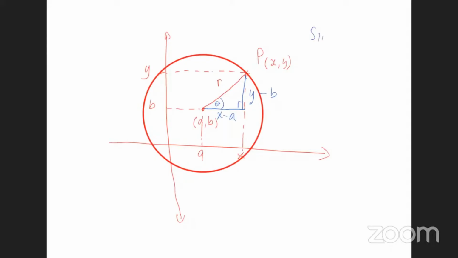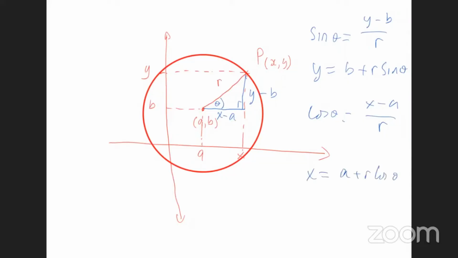So quickly, what is sine theta? Opposite over r. So if I rearrange that, can I get an equation for y? Yeah? y is equal to b plus r sine theta. What is cos theta? Cos theta is adjacent over hypotenuse. So therefore, x is what? x will be a plus r cos theta. And there you have it.